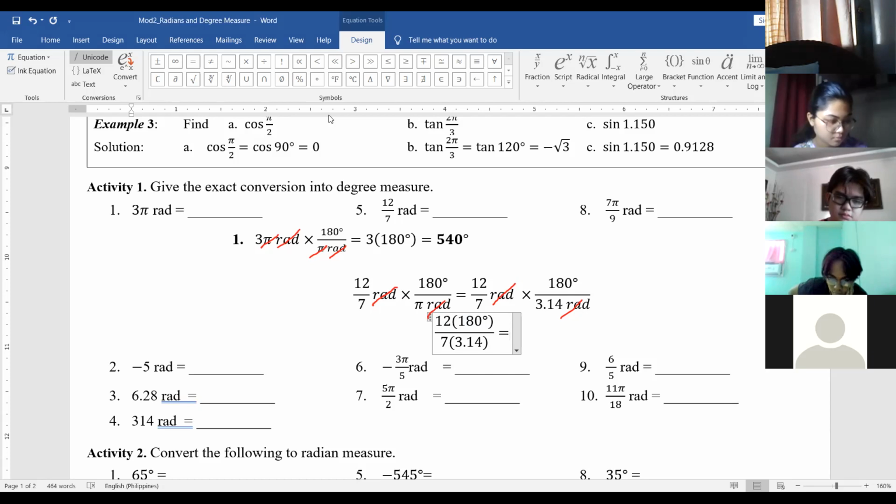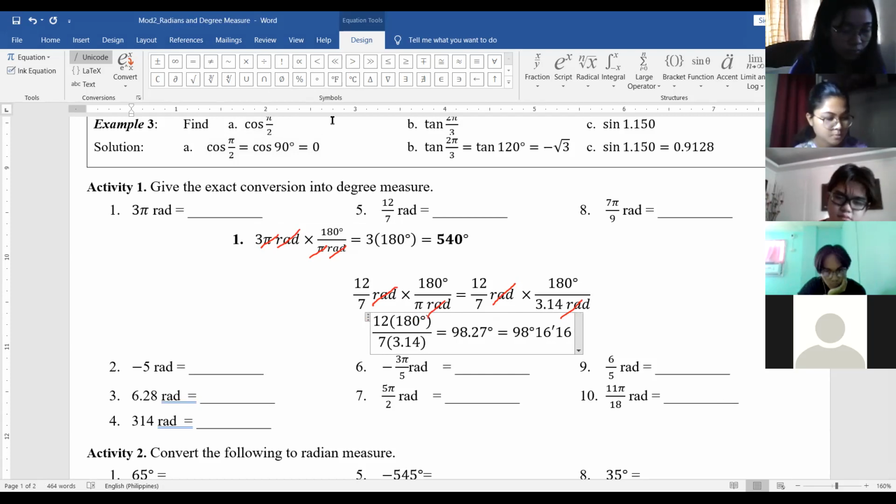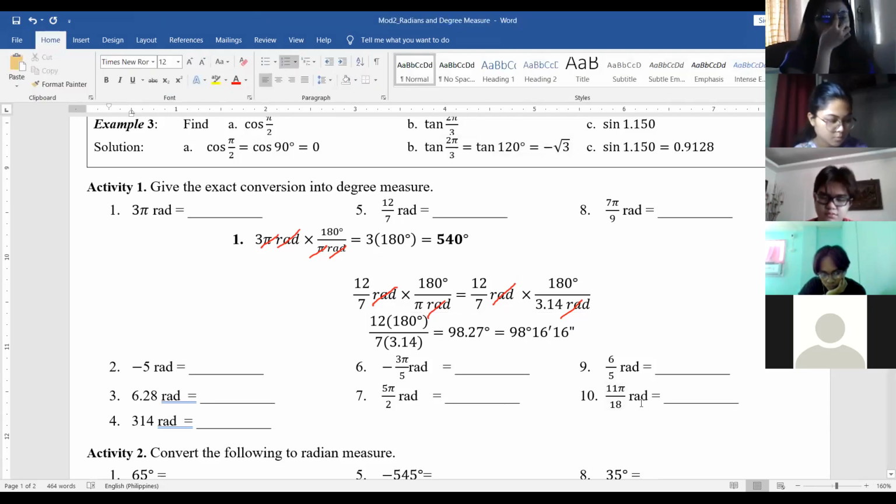So you'll get the answer 98.27 degrees, or you can express your answer in DMS as 98 degrees, 16 minutes, and 16.16 seconds. So you can have it done in that way. So there you have the solution for number 1 and the solution for number 5.